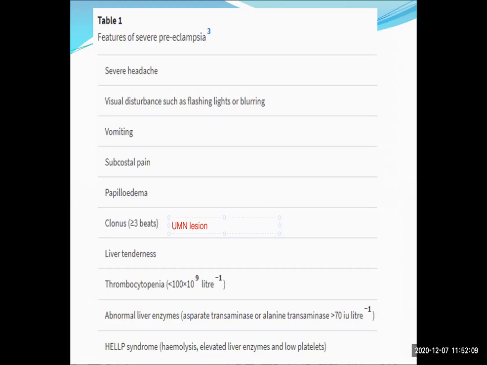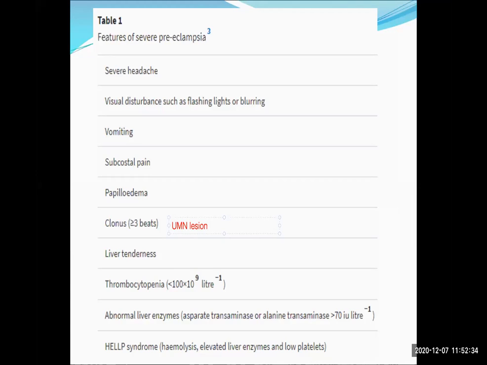Now, what is the connection? I'm talking about preeclampsia now, okay? And right now, we are talking about clonus. The connection is very easy. Remember what happens to the brain because of preeclampsia. There is hypertensive encephalopathy. In case of eclampsia, there is seizure development, and all of these can result in damage to our brain. This is called upper motor neuron lesion.